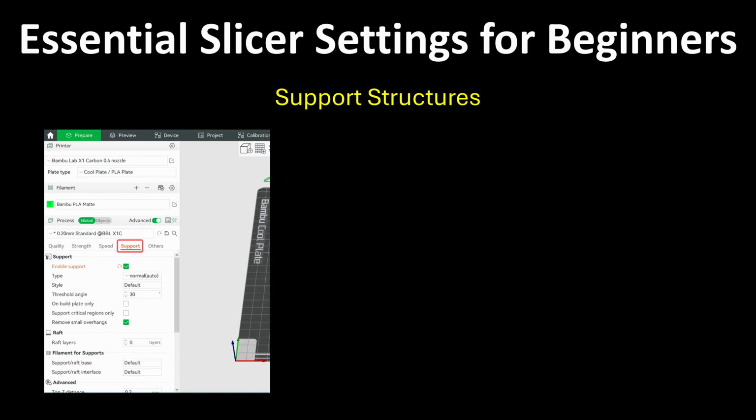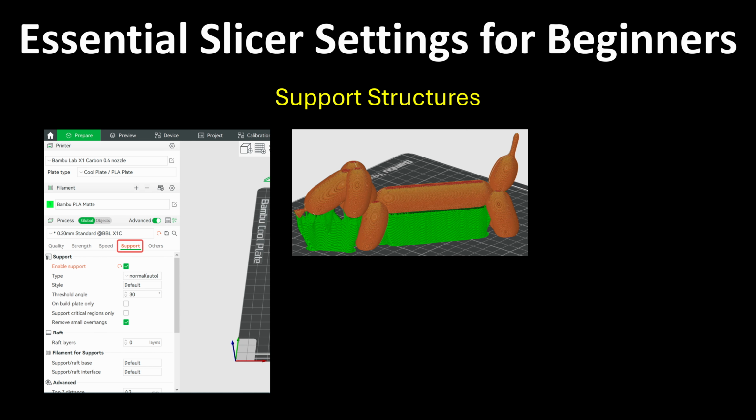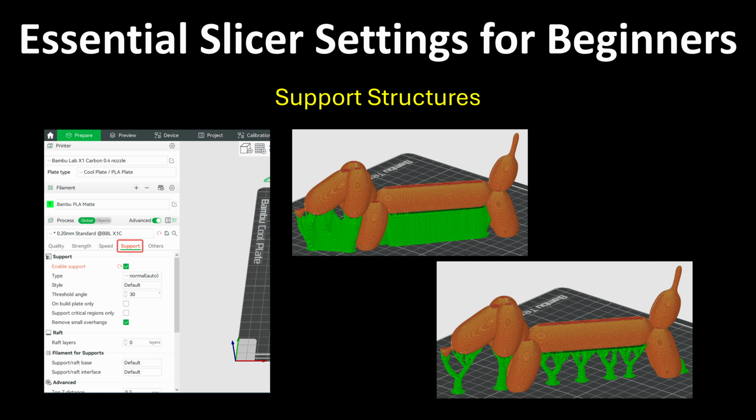Support structures. For models with overhangs or bridges that your printer can't print in mid-air, you'll need supports. Slicers can automatically generate these, and you can choose their density and pattern, which impacts how easily they remove and how clean the supported surface is.